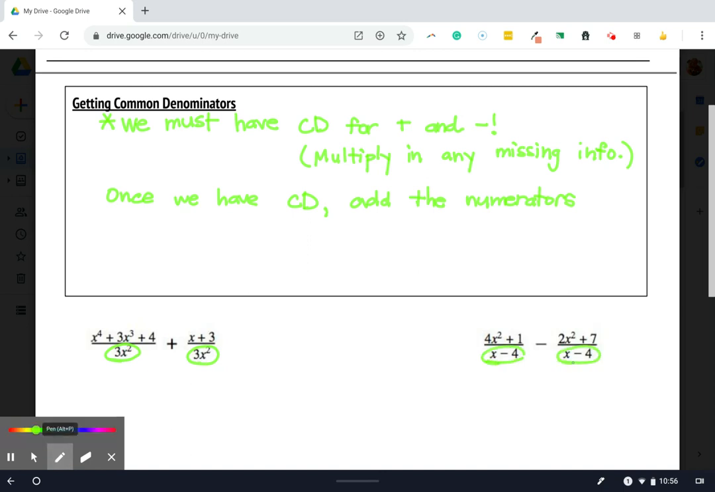The only wrinkle in this second example is that we have a subtraction problem, and in subtraction we have to distribute the negative. All right, that negative has to get in there, so it's going to become a negative 2x. Oops, kind of blotchy.